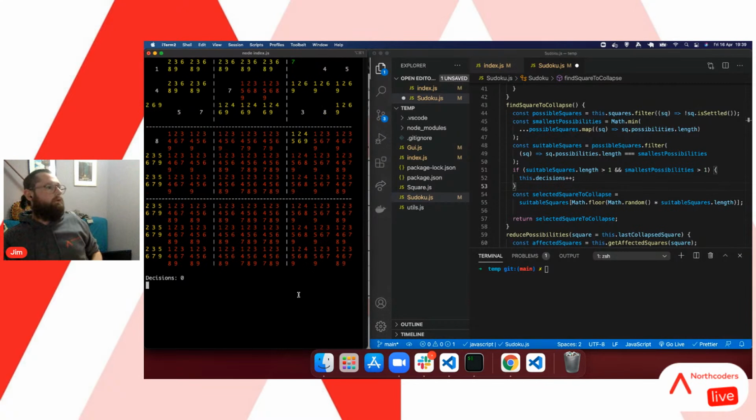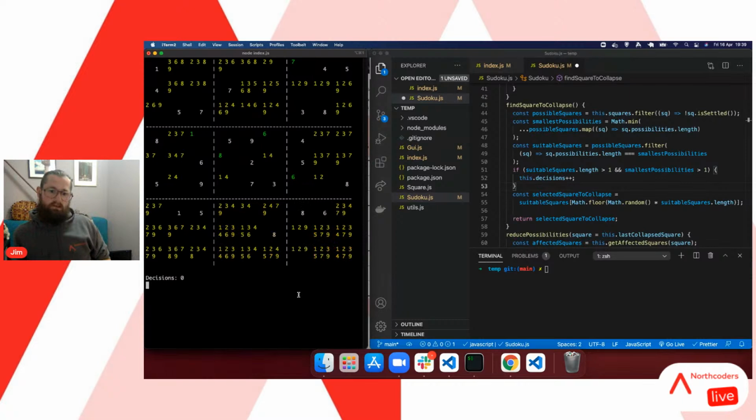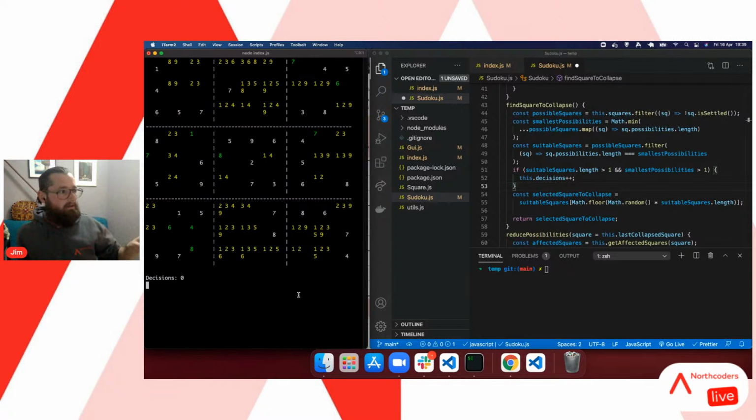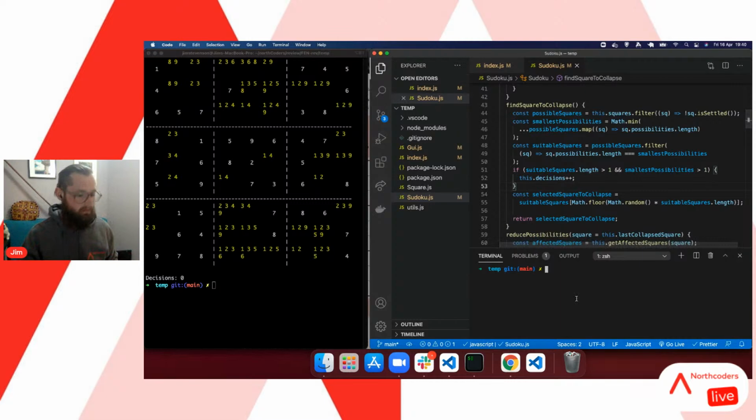I was going to spend some time working on a backtracking algorithm, but I kind of like the idea that if it makes a decision and it's wrong, we get to find out. So it's got all the derived information. It's going to fill that in first, and then it's going to pick at random. Oh, didn't save. My bad. Oh, please bear with me. Technical issues.